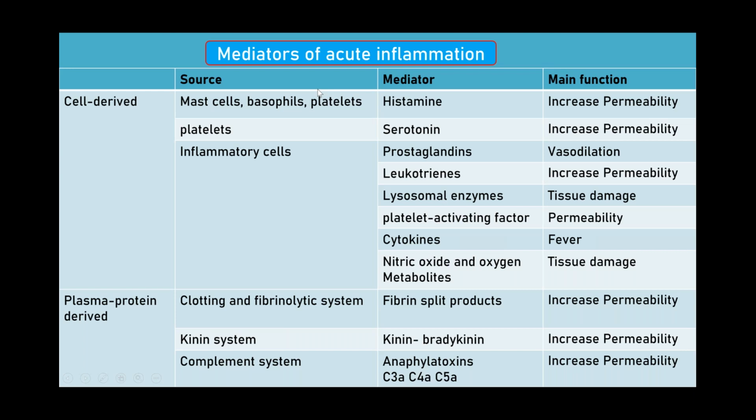Here are the mediators of acute inflammation, either cell type or plasma protein type. The mast cells, basophils and platelets release histamine, which increases permeability. Increased permeability may lead to exudation. Platelets release serotonin, whose main function is also to increase permeability. Prostaglandin's main function is vasodilation. Leukotrienes also increase permeability, and lysosomal enzymes cause tissue damage. Platelet activating factor increases the permeability. Cytokines lead to fever, and nitric oxide and oxygen metabolites cause tissue damage.